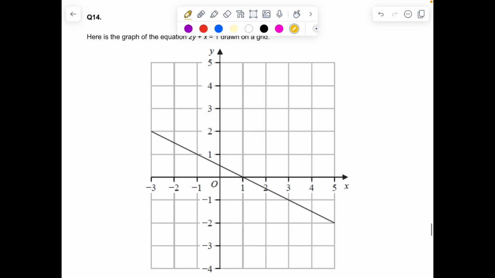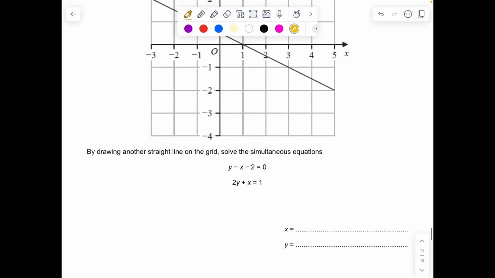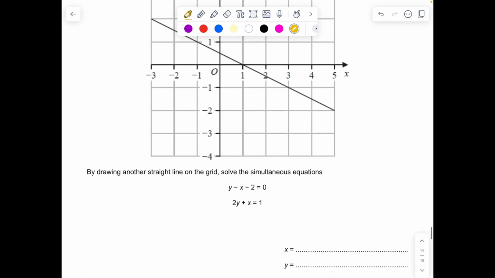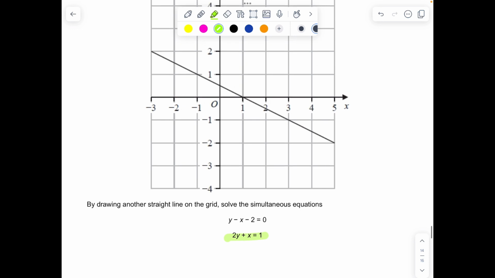So now question 14, here is the graph of the equation 2y plus x equals 1. So this one here is already drawn. By drawing another straight line on the grid, solve the simultaneous equations. So the other one we want to draw is this one, basically. You need to draw this line.